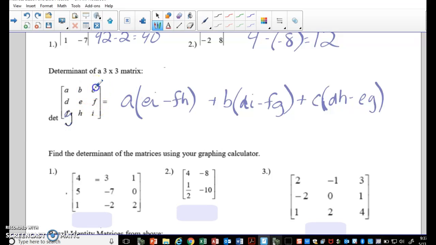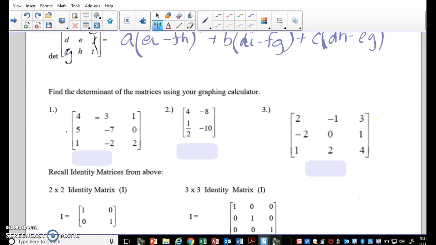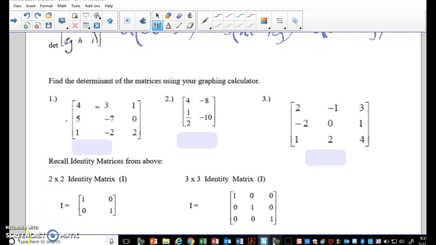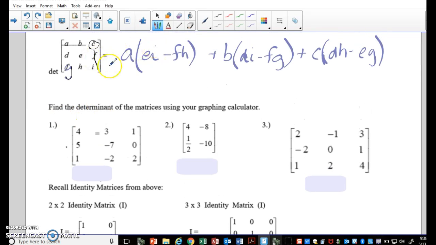Let's say we take C, alright? We're going to take C, eliminate that row, eliminate that column. We have DH minus EG. And here you have it. So, let's try finding the determinants. Find these determinants by either doing it the long way, like what we did up here, or we can also use our calculator. So I'll show you how to do that.